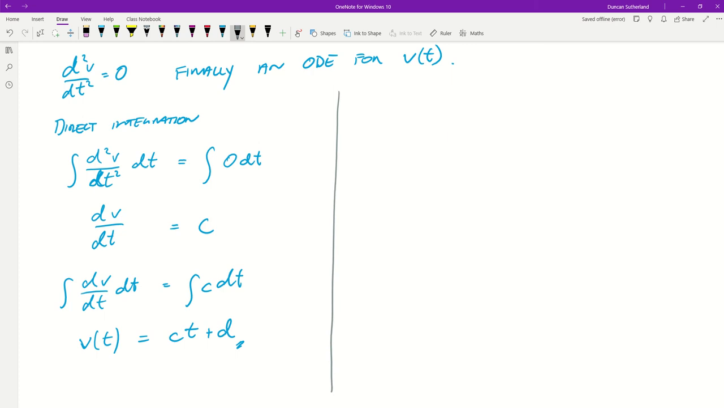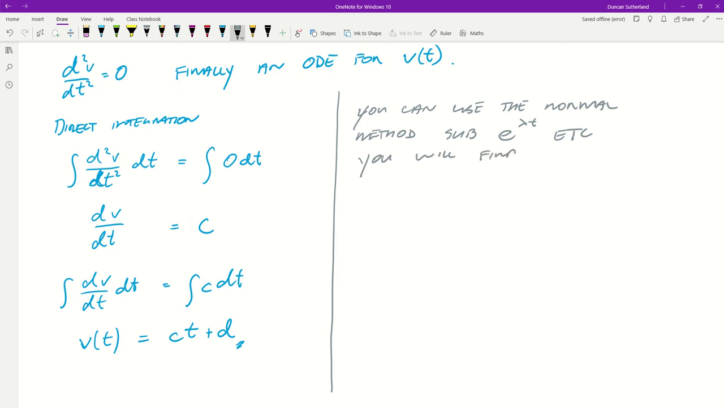Interestingly, and I'll just do this as an aside, actually, no, I won't do that as an aside. You can use the normal method, sub e to the lambda t, etc. Right? You will find lambda equals 0 repeated. So if you do know the general solution, which we haven't actually finished proving yet, you can actually then finish off solving this ODE.